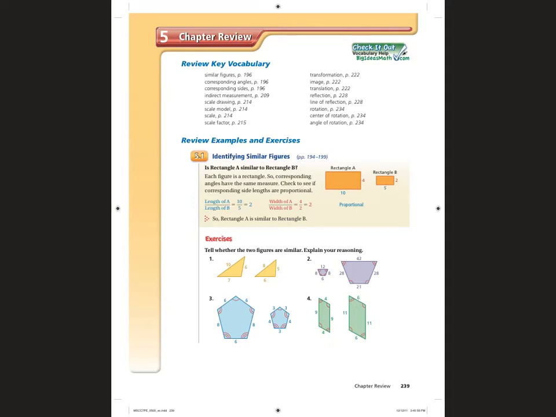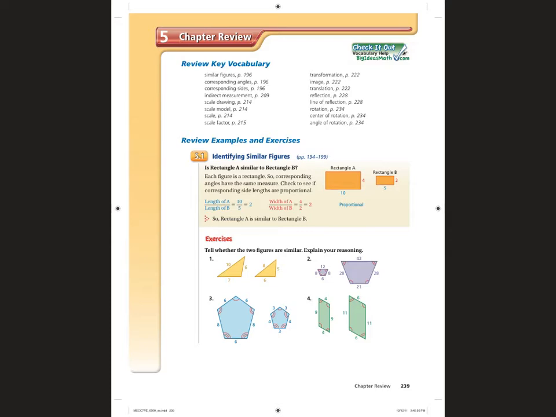Today's lesson is on Chapter 5, Chapter Review, and I'll be using the textbook starting from page 239. The first part, Lesson 1, we learned about identifying similar figures. So when do we know that two figures are going to be similar?